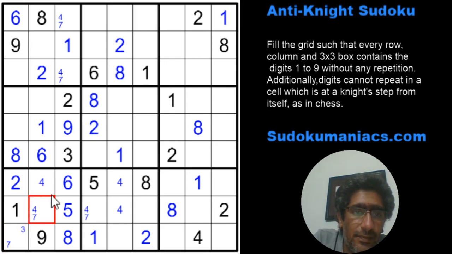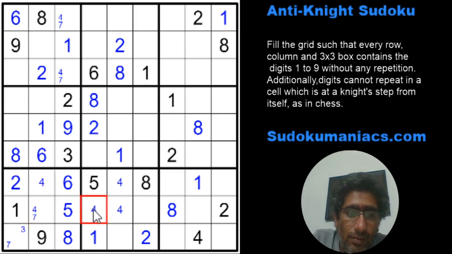Correct? You remember when we spoke about the two adjacent cells having a pencil mark? So 2 places to the right, I cannot have a 4. Right? Because if this is a 4, it's in the same row. If this is a 4, it's at a knight step. That was a logical explanation. But the moment I see 2 adjoining cells having the same digit, I can simply eliminate the 4 and place a 7 here.